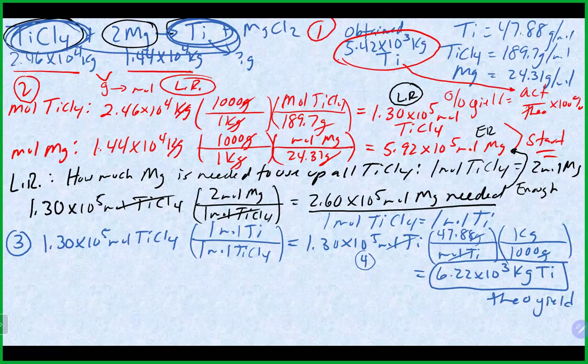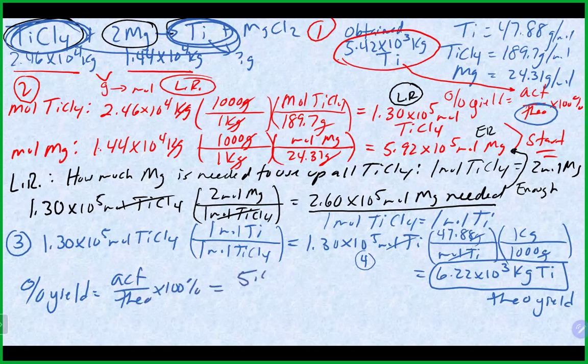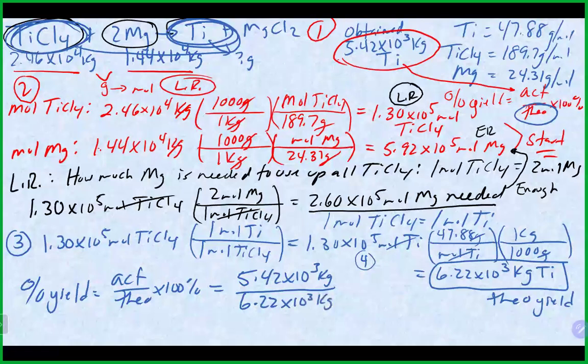If we wanted it in grams, we wouldn't do the last part of the calculation. And if we wanted it in moles, it would be the 1.3 times 10 to the 5. Any questions on that there? That now leaves the bottom part of what we need for our percent yield. So once again, our percent yield will be our actual divided by our theoretical times 100%. Actual is given to us as 5.42 times 10 to the 3 kilograms. Theoretical, we just calculated, 6.22 times 10 to the 3 kilograms, times 100%.